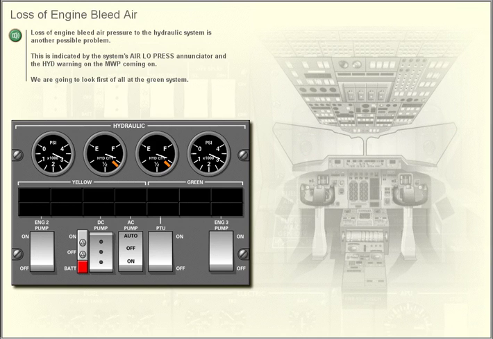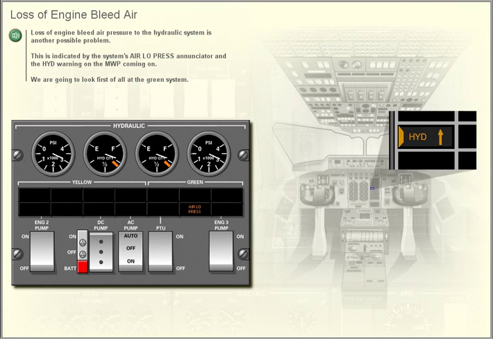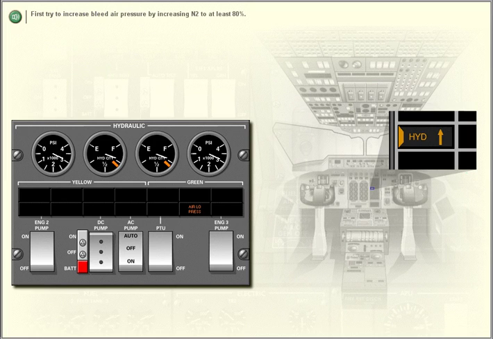Loss of engine bleed air. Loss of engine bleed air pressure to the hydraulic system is another possible problem. This is indicated by the system's air low pressure annunciator and the hydraulic warning on the master warning panel coming on. We are going to look first of all at the green system. First, try to increase bleed air pressure by increasing N2 to at least 80%.